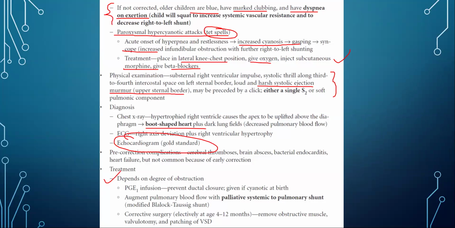If the child is cyanotic at birth, it's not always the case that tetralogy of Fallot will present at birth. Sometimes it can present when the child is 3 months, 6 months old. But some children can present right after birth. So if the child is cyanotic at birth, we will try to keep a prostaglandin infusion going so that the PDA, or the ductus arteriosus, doesn't close. We will try to keep the ductus arteriosus patent in these children.